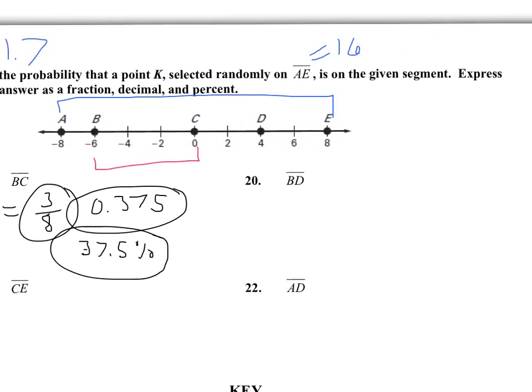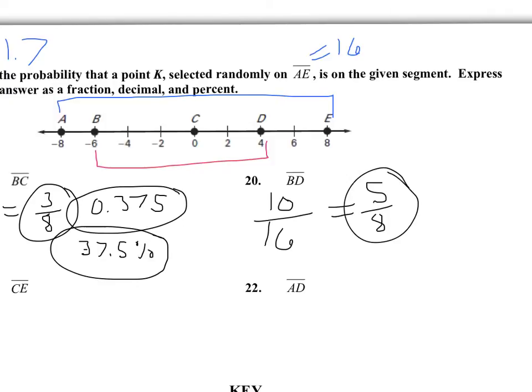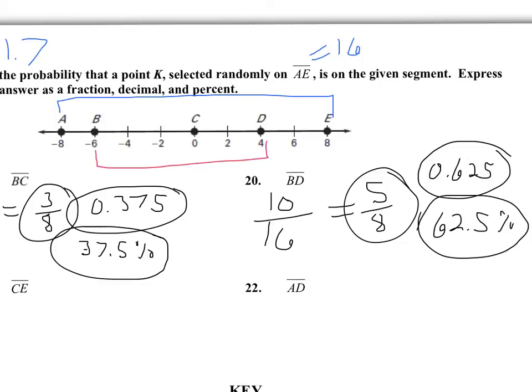All right, here is another one. BD. Where is BD? BD is from here to here. How long is that segment? Well, it's 6 to 0, and another 4 makes 10. So we would have a 10 out of 16 chance. And reduce that, and you get 5/8. And 5/8 as a decimal, if you do 5 divided by 8, you get 0.625. If you move the decimal place over twice, you get 62.5%. That's the probability that if you know you're going to pick a point between A and E, that the point will land between B and D.